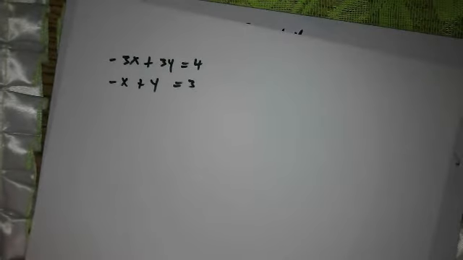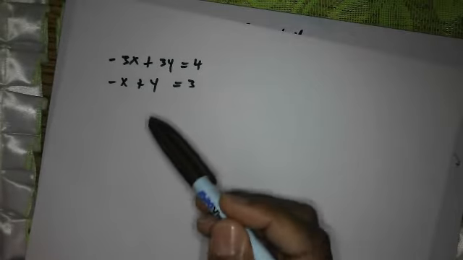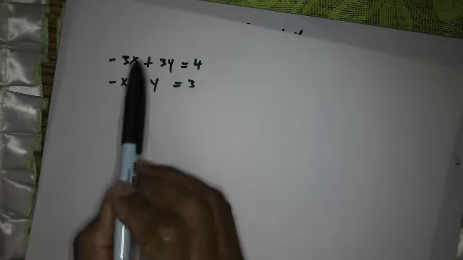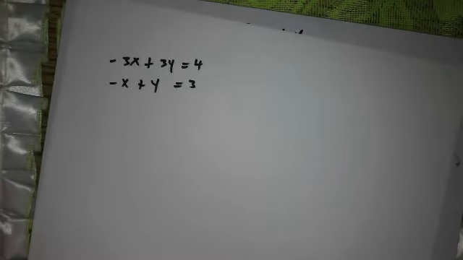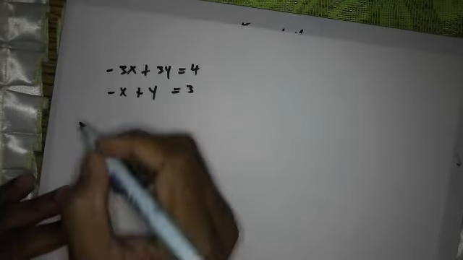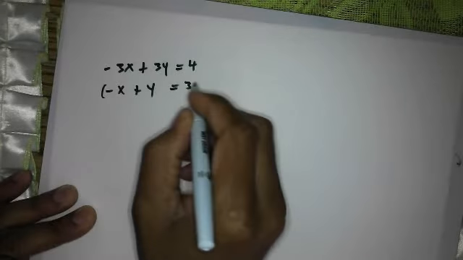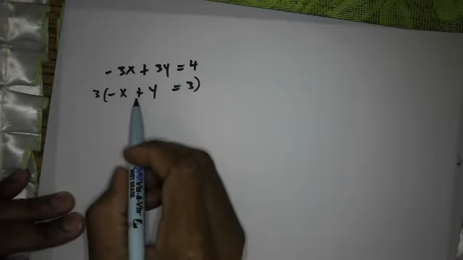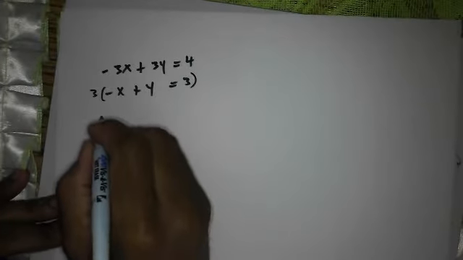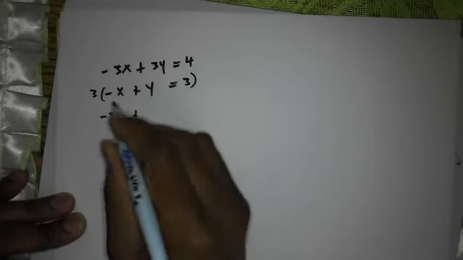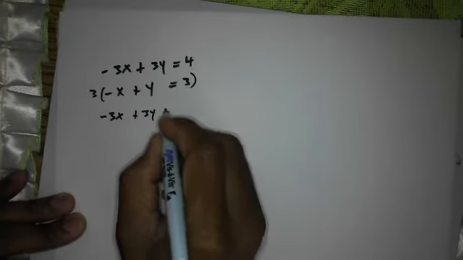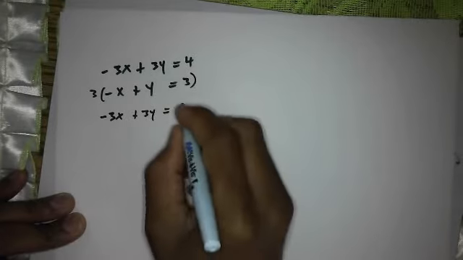So what we can do, we want our x to be the same, or y to be the same. So in such a case, I can go ahead and multiply all of this equation by 3. If I multiply all of this equation by 3, then this would now become negative 3x, because 3 times negative x, that's negative 3x, plus 3 times y, that is 3y, equals 3 times 3, that is 9.